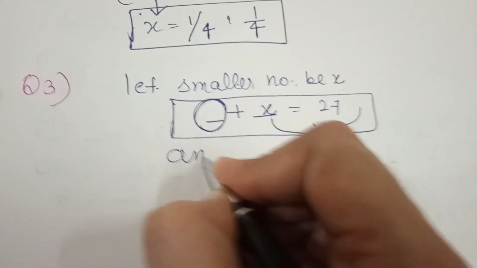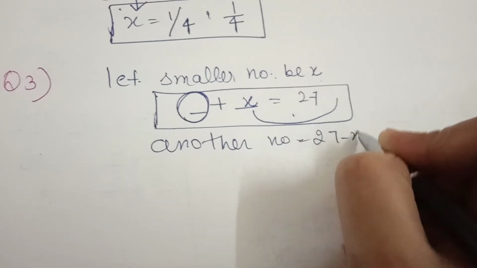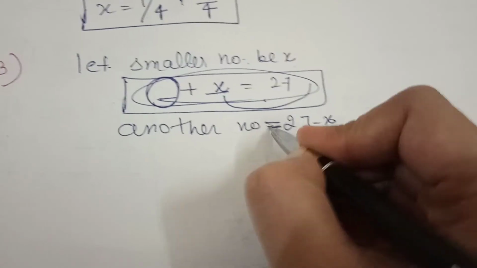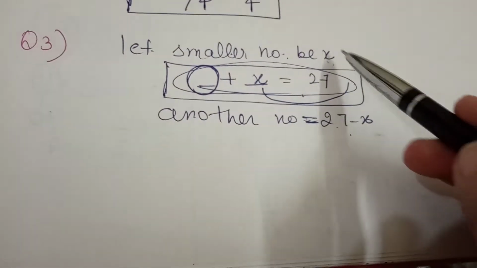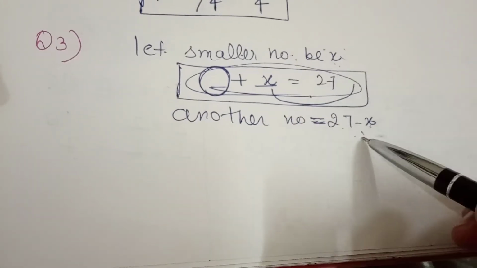So another number will be 27 minus x. Like this I have explained. अगर दोनों का सम 27 है और एक x है तो दूसरा कौन सा होगा 27 minus x. So we have both numbers. After that they are saying that the product is 182.